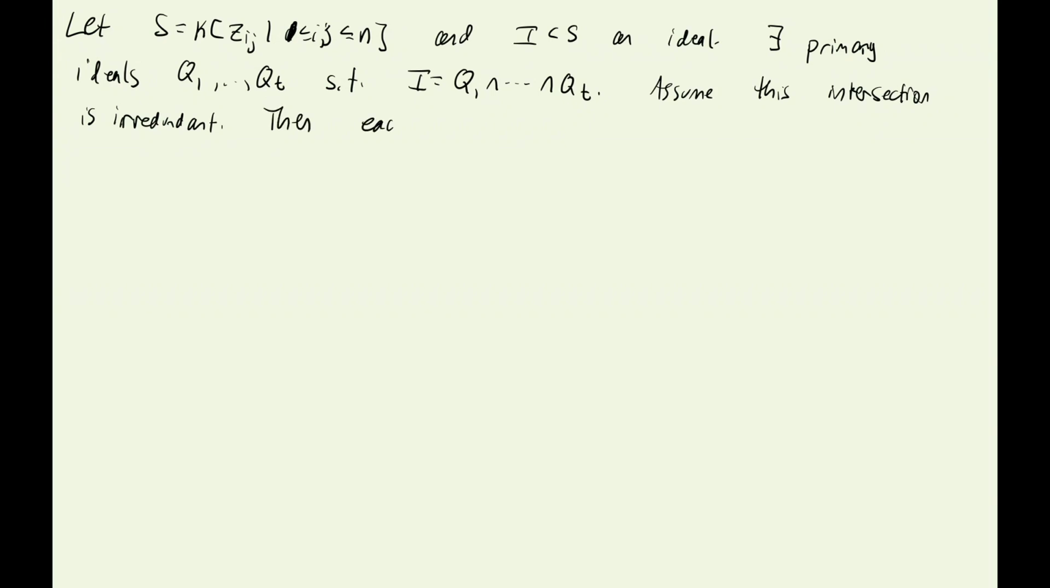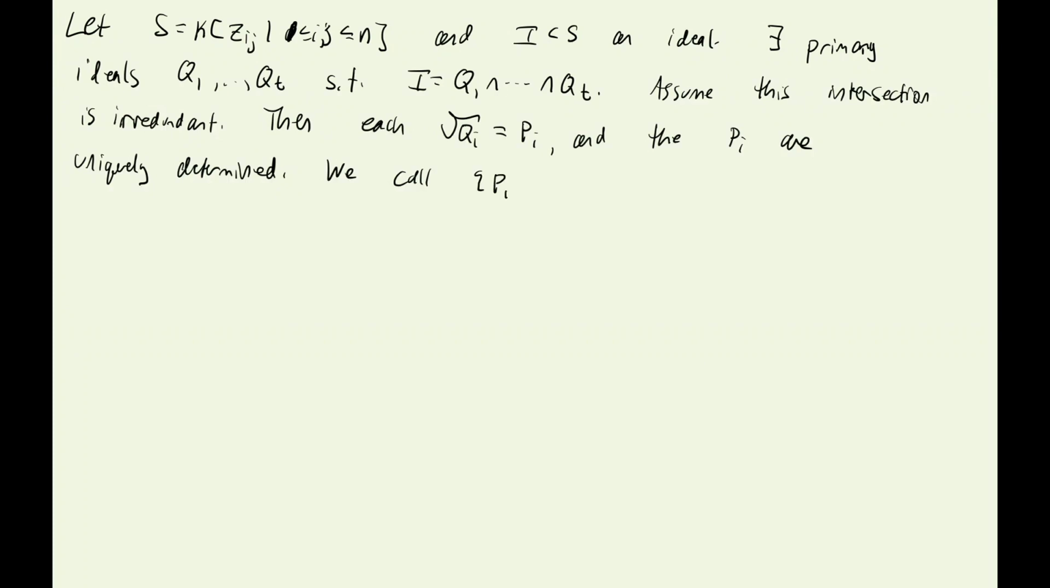Then the radical of each of these Qi's is Pi, and the Pi are uniquely determined. There's no choice. We call this set P1 up to Pt the associated primes of S mod I, or sometimes you'll see people write this as the associated primes of I, though I won't.